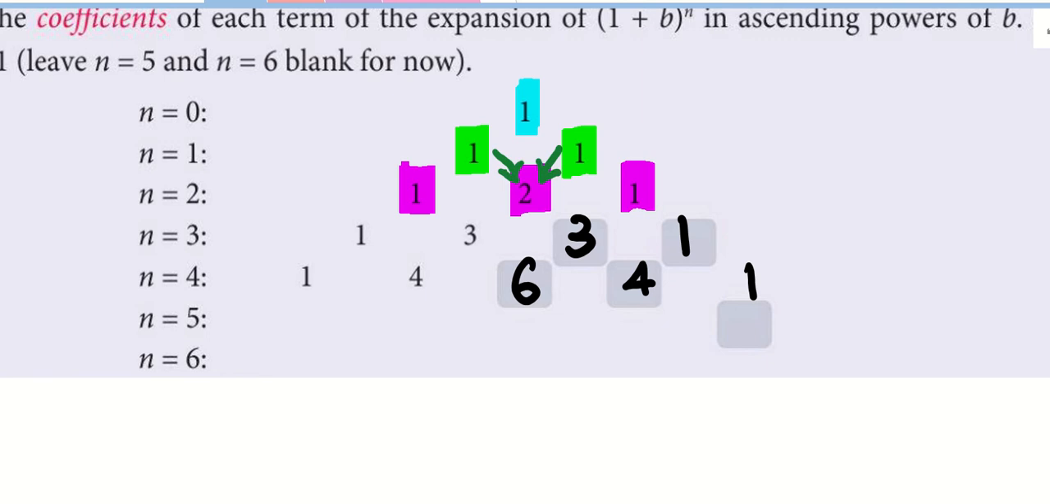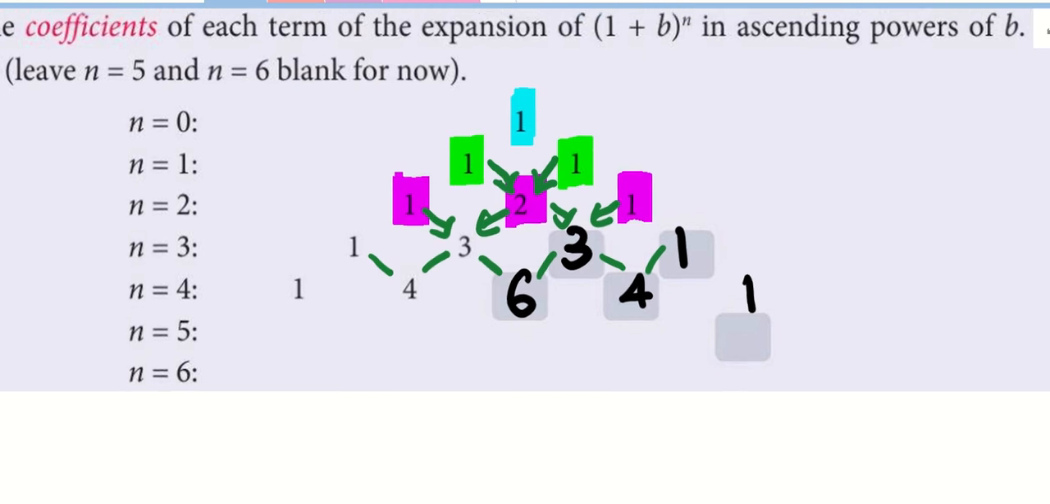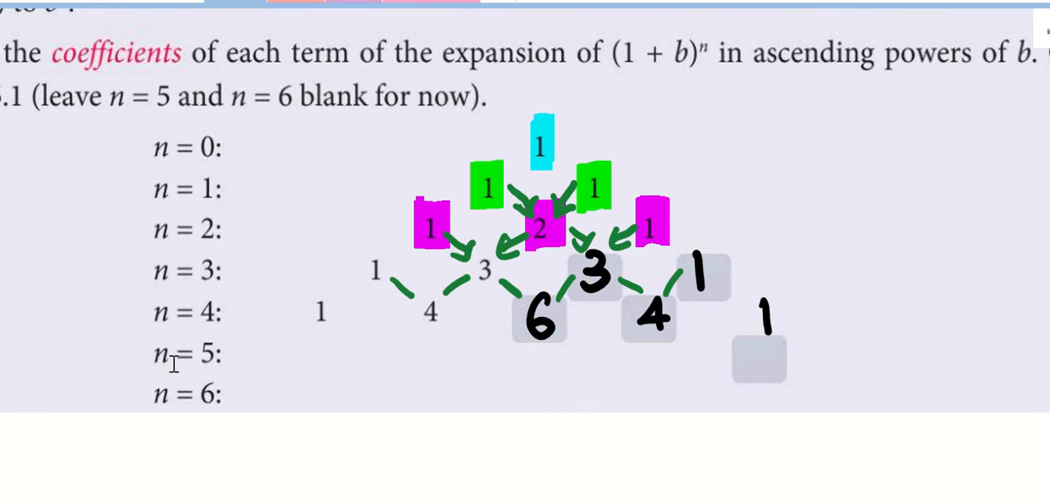But to get to the next term, 1 plus 2 will give you 3. Likewise, 2 plus 1 will give you 3. You all see the pattern now? Likewise, the next one: 1 plus 3, 3 plus 3, 3 plus 1. But the one at the side will always be 1. Okay? Based on this new discovery, can you help me with n equal 5 and n equal 6 right now?